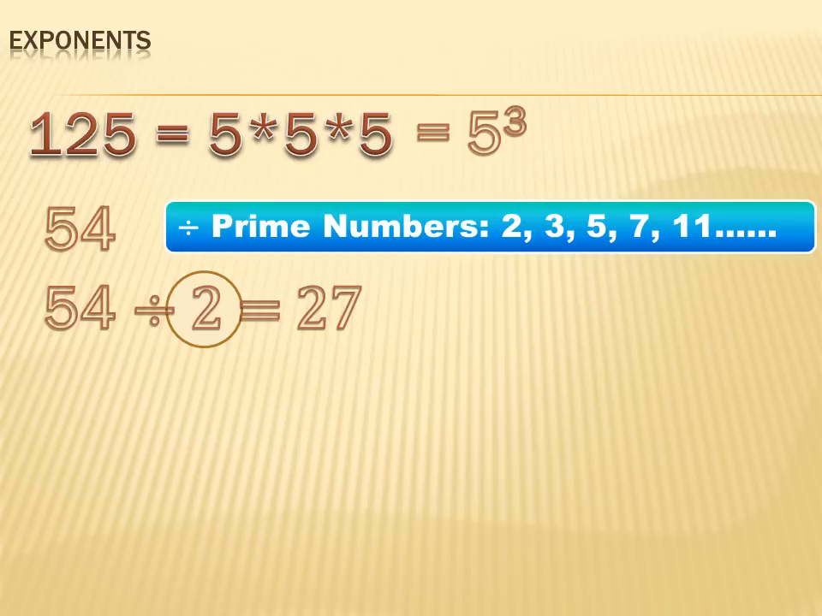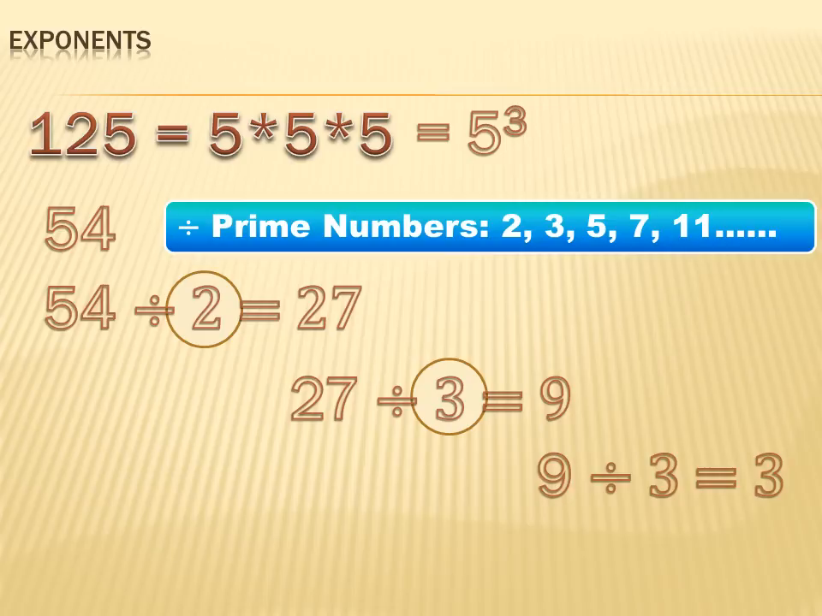Is 27 divisible by 3? Yeah, 27 divided by 3 equals 9. Well, I've got a second prime number. Now I've got a 2 times 3, and it'd be 2 times 3 times 9. But 9 is not a prime number. 9 can be broken down into factors.